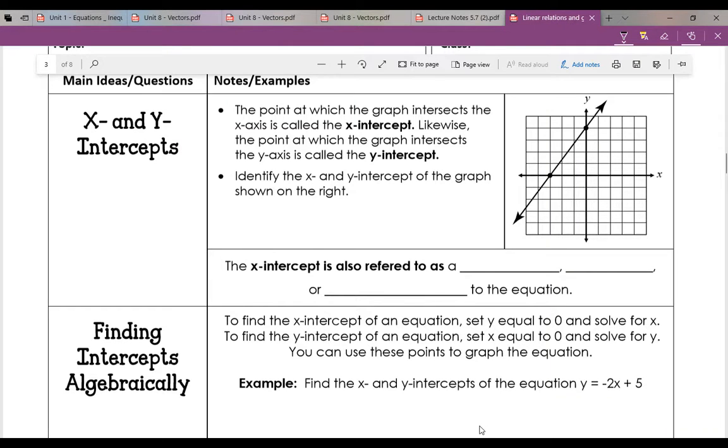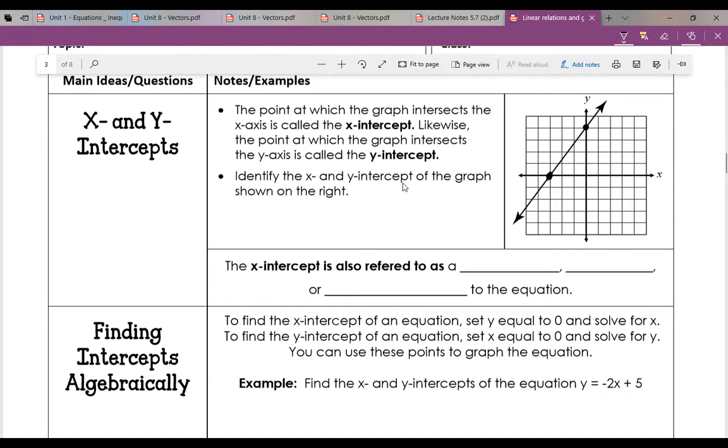This is a continuation of the linear relations and graphing lines. So we are going to graph lines using the x and y intercepts. Now, the point at which the graph intersects the x-axis is called the x-intercept. So this would be your x-intercept. Likewise, the point at which the graph intersects the y-axis is called the y-intercept.